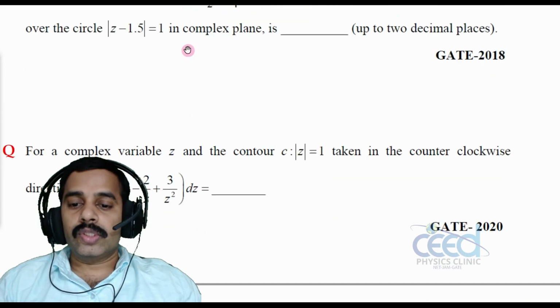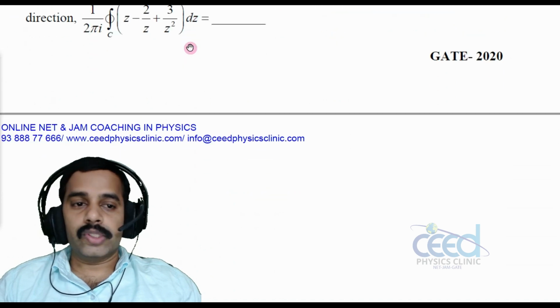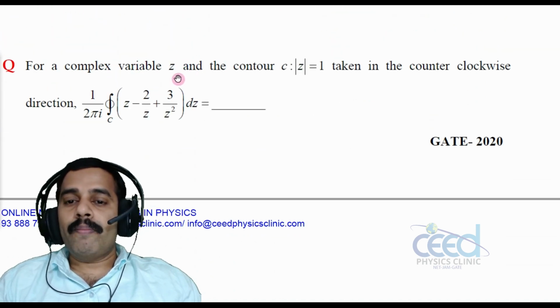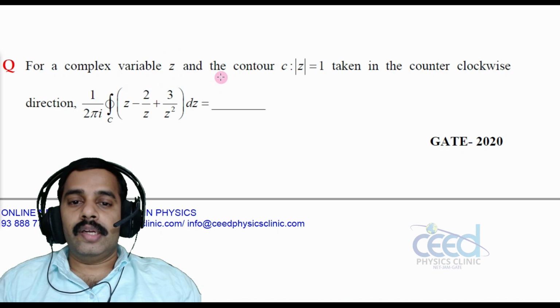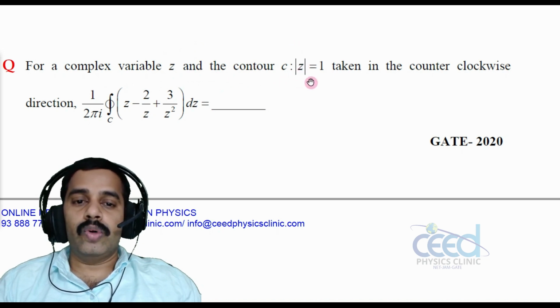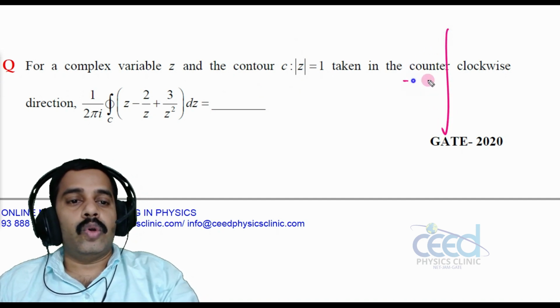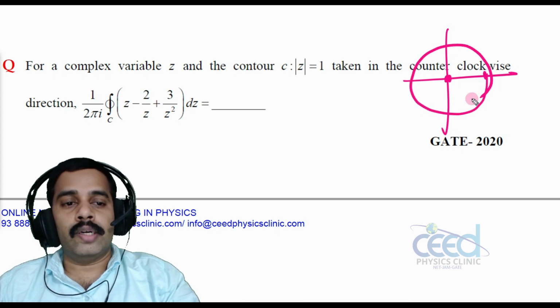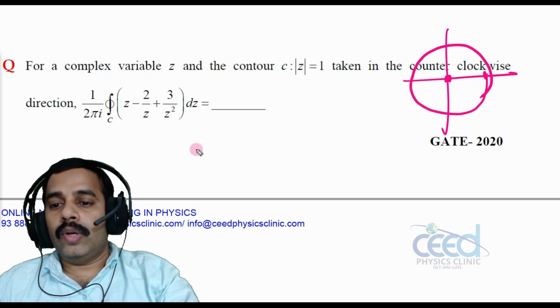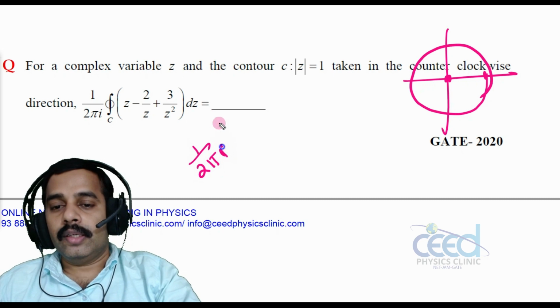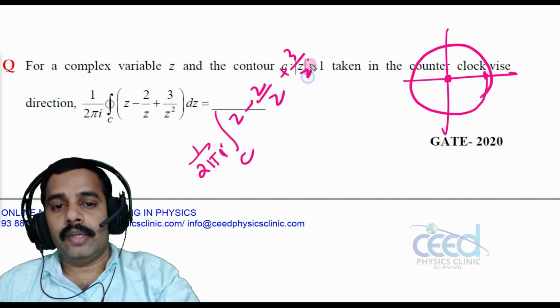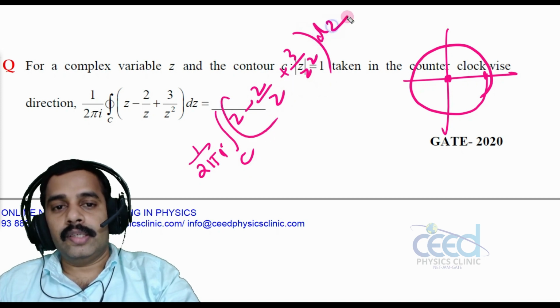Now we have another question, that is the final question. For a complex variable z and contour C, mod z is equal to 1. So here the domain is centered at the origin and the radius is equal to 1. And we need to calculate 1 by 2 pi i, closed integral of (z minus 2 by z plus 3 by z square) dz. Now we can calculate all these separately.